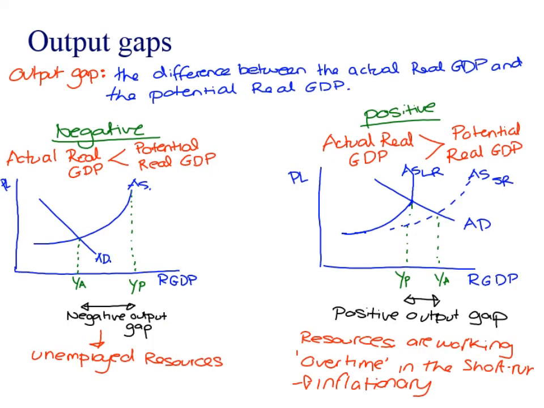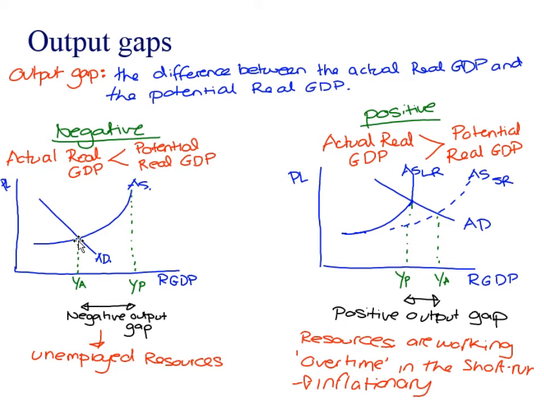Okay, so output gaps. This is more significant in the A2 course, but is shown in the AS book, so I'll just go over it. It's the difference between actual real GDP and potential real GDP. So potential is where your AS goes vertical, and actual is where AD crosses AS. So if you've got a negative output gap, which is what most economies produce at, it means that actual real GDP is smaller than potential real GDP, and it just means you've got unemployed resources.